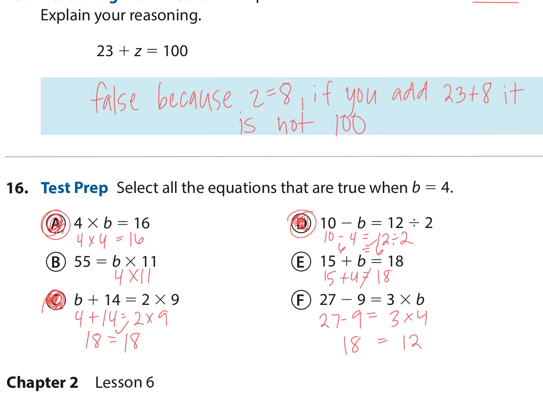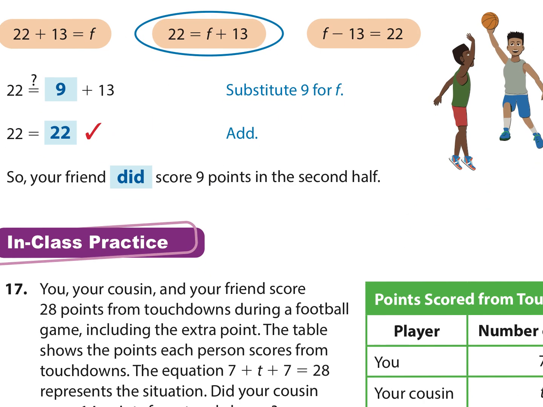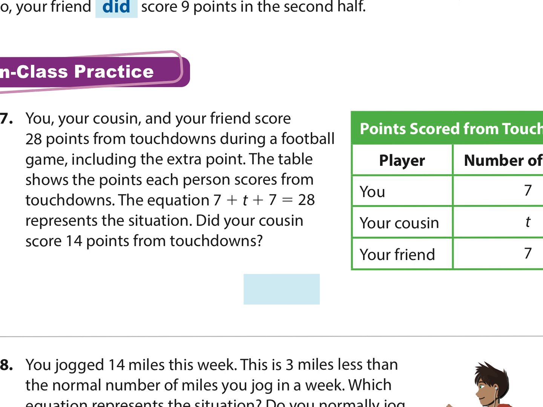Okay, let's go on to the next page and finish up our notes for today. Okay, we're going to look at number 17. It says, you, your cousin, and your friend, so how many people is that? 3 people scored 28 points from touchdowns during a football game, including the extra point. The table shows the points each person scores from touchdowns. The equation 7 plus t plus 7 equals 28 represents this situation. So did your cousin score 14 points from touchdowns?